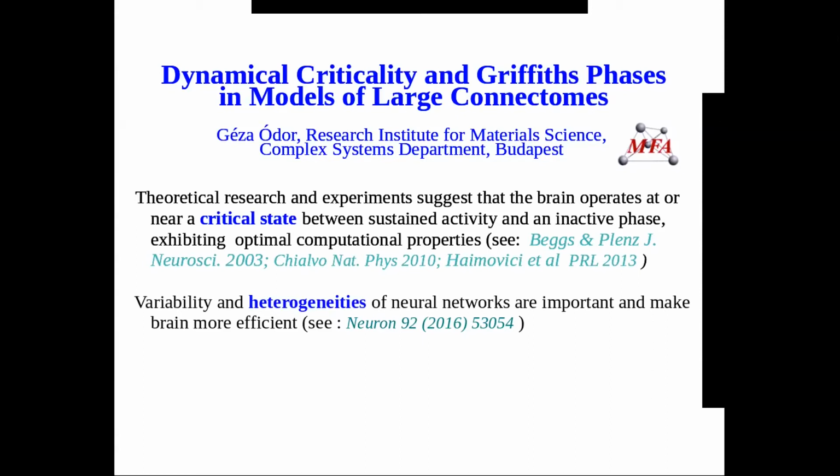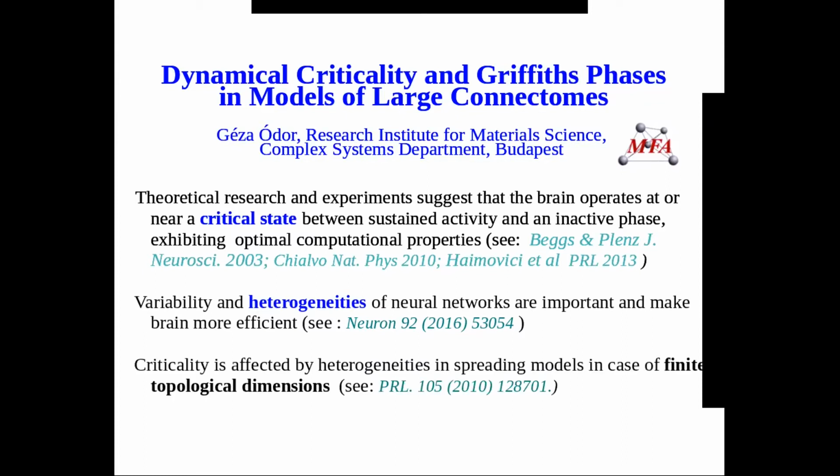Another important thing is about the heterogeneities, because I will focus on the effect of heterogeneities in statistical physics models, which are very important for neural networks as they make the brain more efficient. I just borrowed this sentence from another journal, a neuron journal.